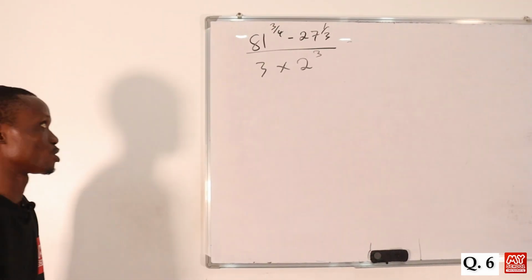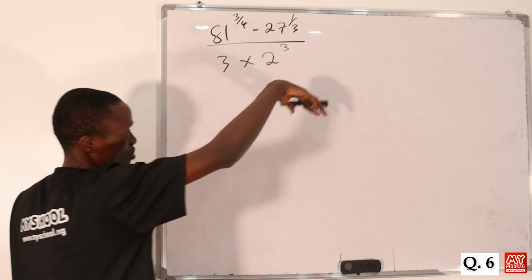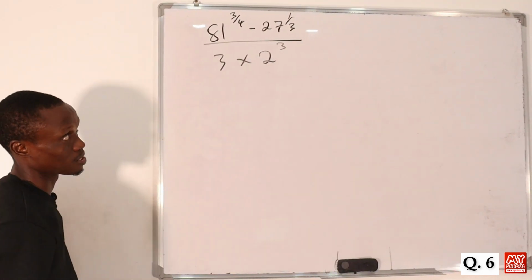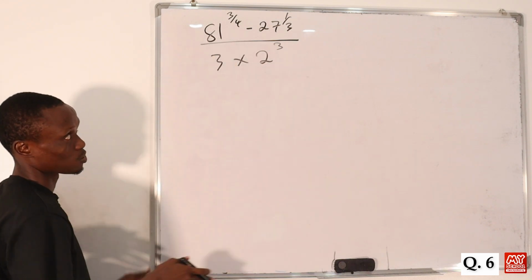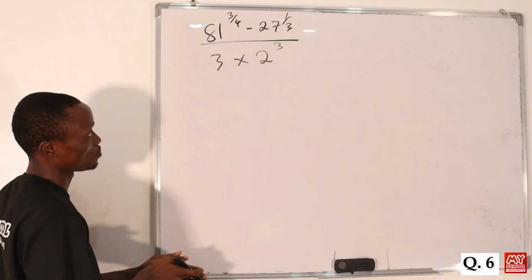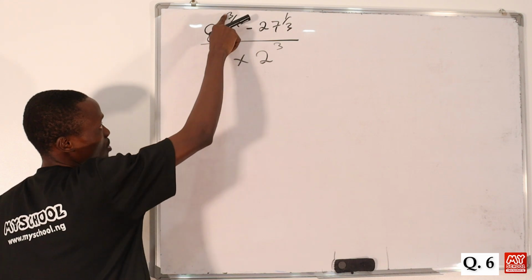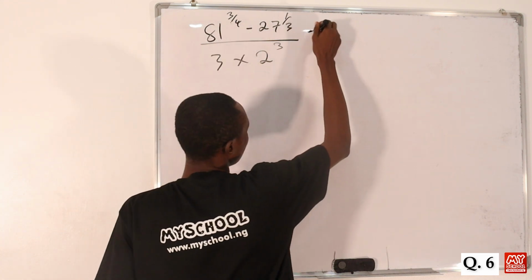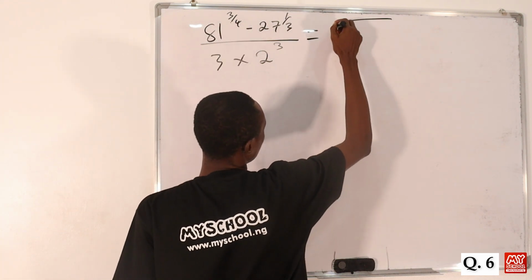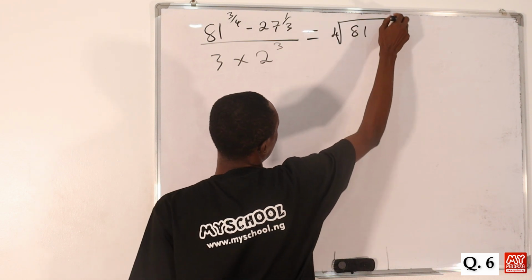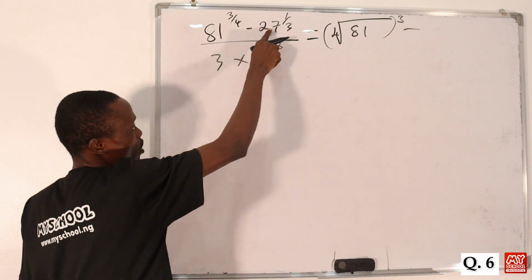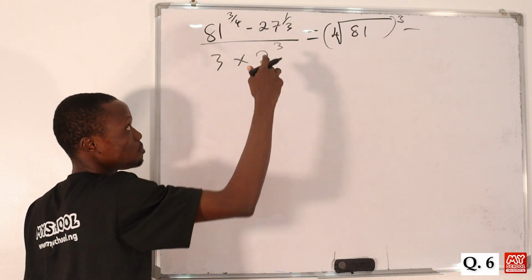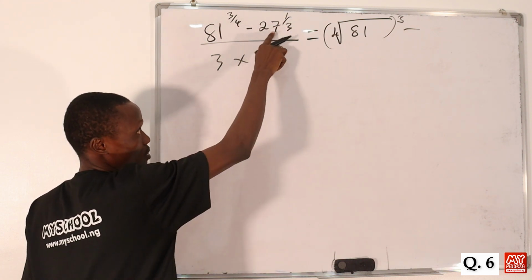So let's move over to the board to provide the answer to this question. This is an example of a question from indices. So here we are going to be applying the laws of indices to provide the answer. According to the law of indices, 81 raised to power 3 over 4 is the same as the fourth root of 81, in bracket, raised to power 3. Then minus, of course, 27 raised to power 1 over 3 simply means the cube root of 27.